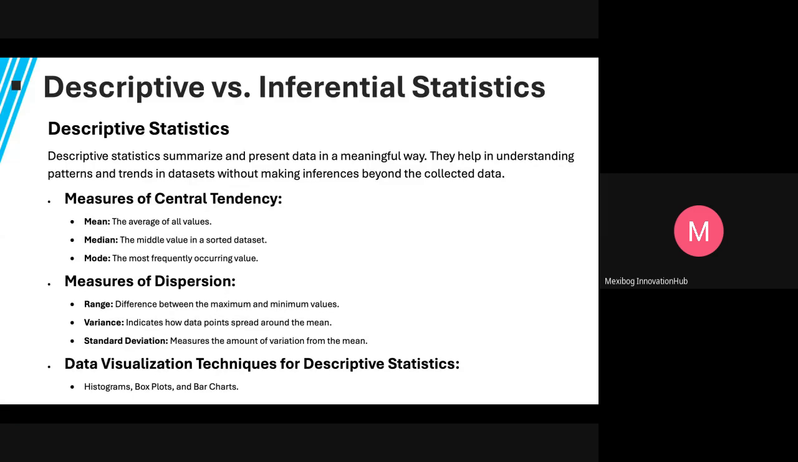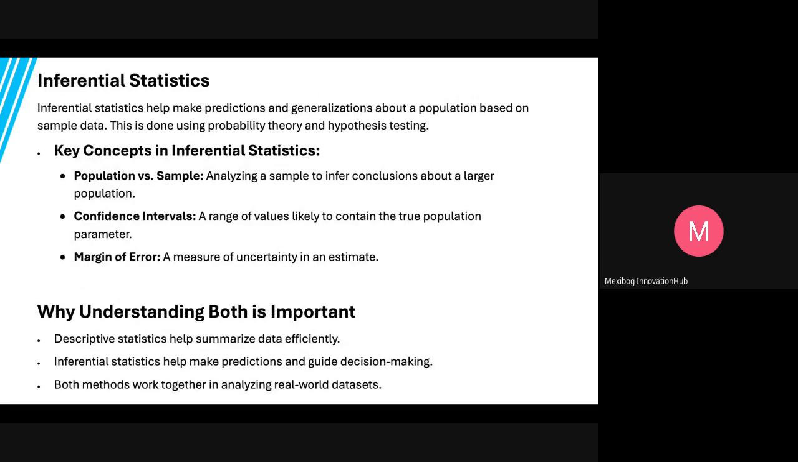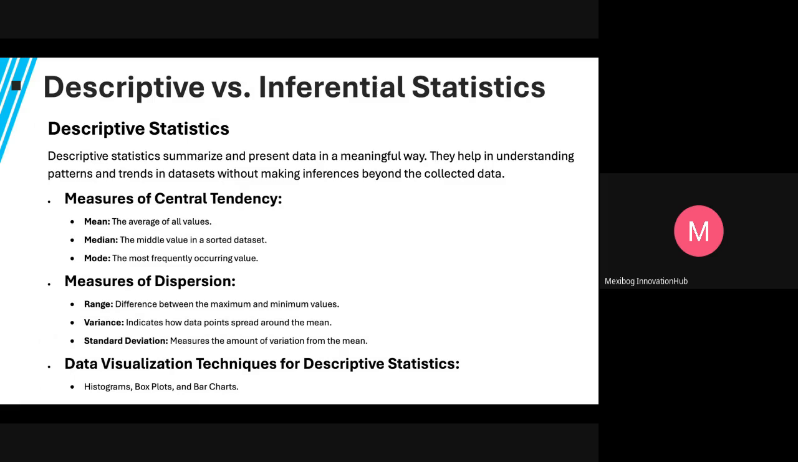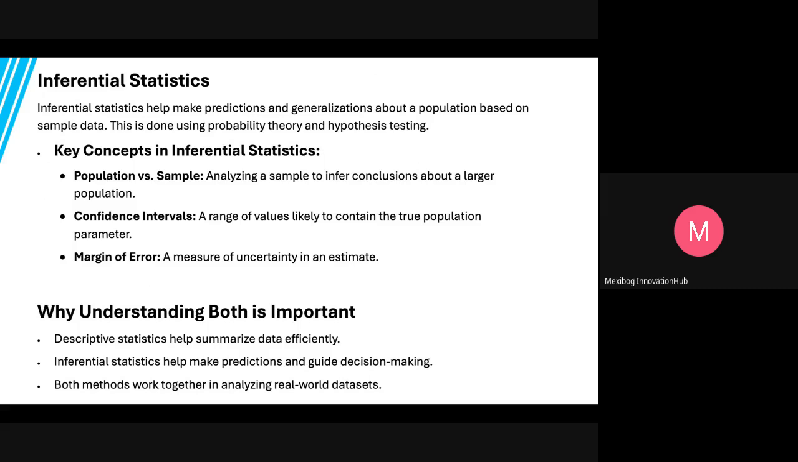So we have measures of central tendency that we've talked about: mean, median, mode. Then measures of dispersion: range, variance, deviation. Then data visualization techniques for descriptive statistics: histograms, box plots, and bar charts. We talked about descriptive earlier, so now we go to inferential statistics. Inferential statistics help make predictions and generalizations about a population based on sample data. This is done using probability theory and hypothesis testing.